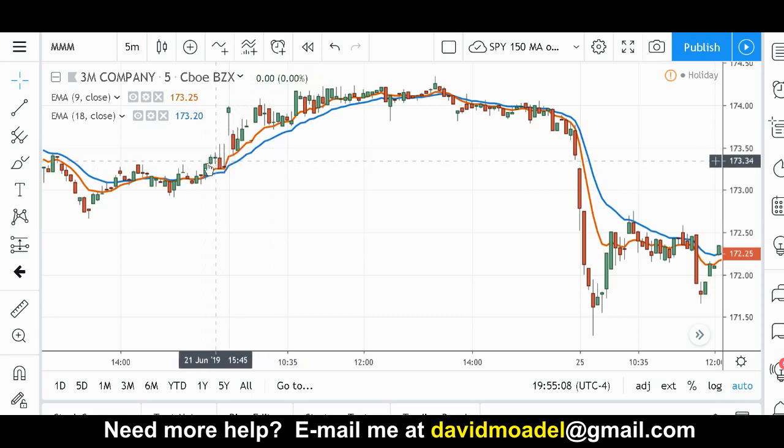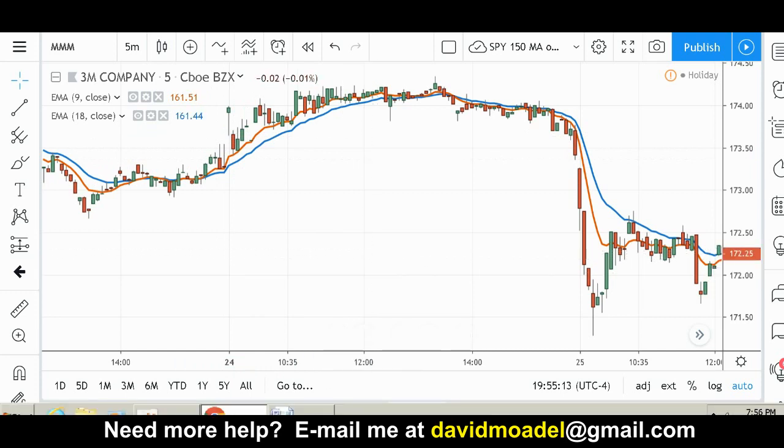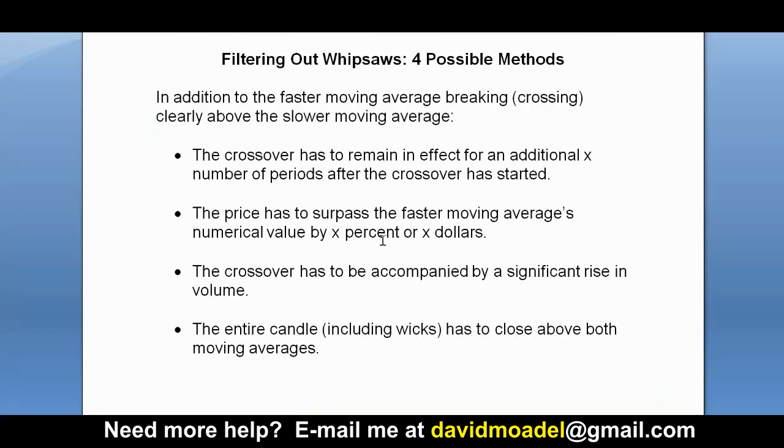So you're looking to make sure that it closes above, with a certain amount of momentum, I suppose, is the idea. So that's another way to do it.